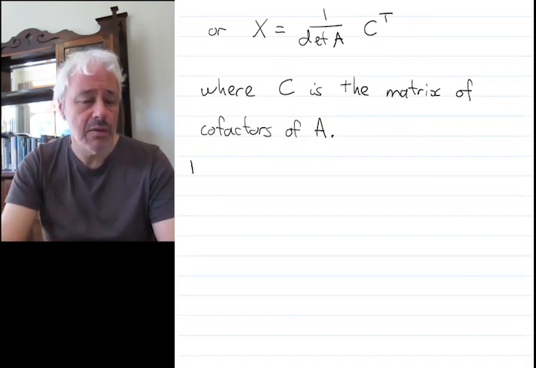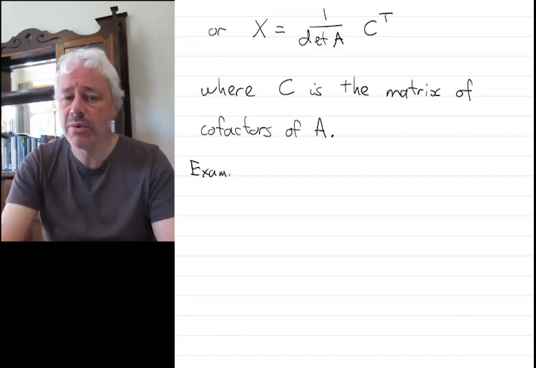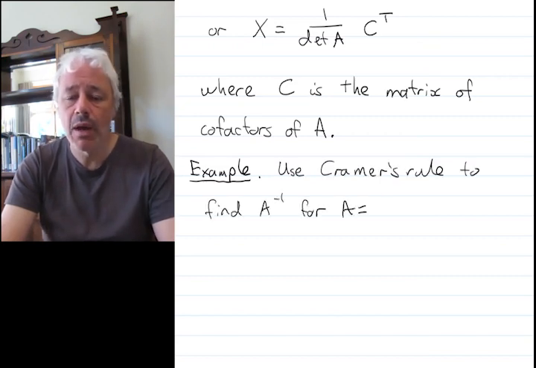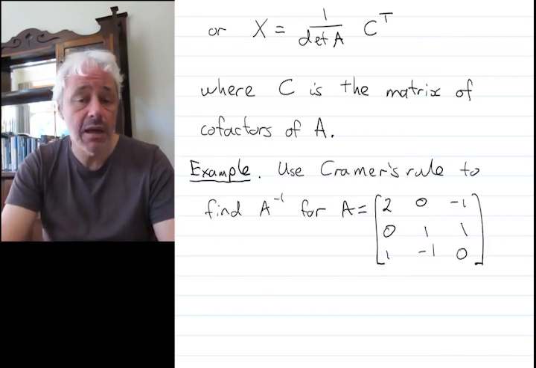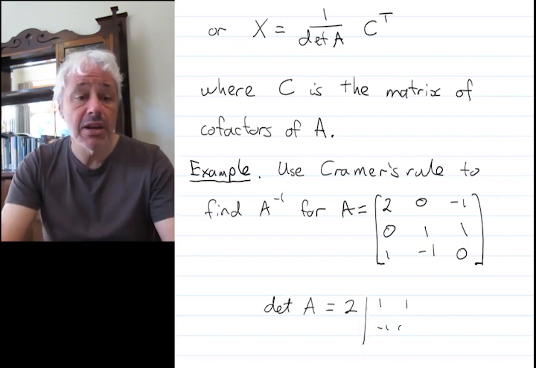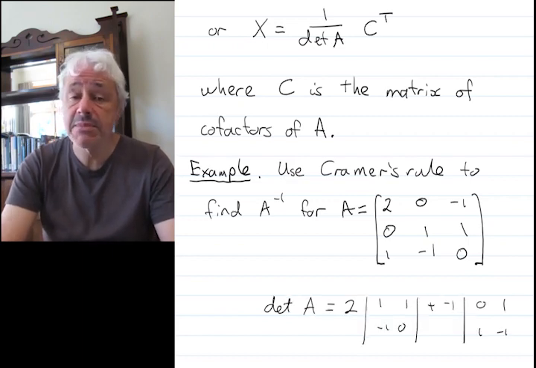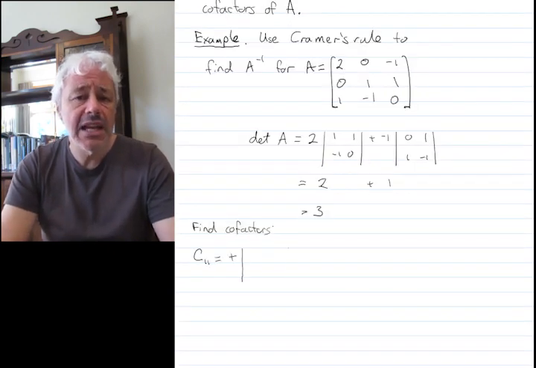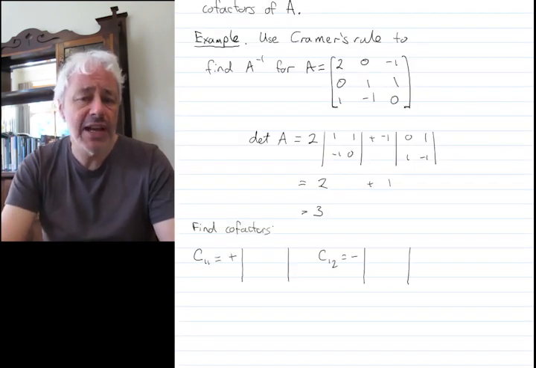Okay. Let's do an example. Let's use Cramer's rule to find the inverse of this matrix: 2, 0, negative 1, 0, 1, 1, 1, negative 1, 0. First I need the determinant. I'll do that by expanding along the first row. That comes out to be determinant equal to 3. And now I'll need all 9 cofactors. I need the cofactor of every element.